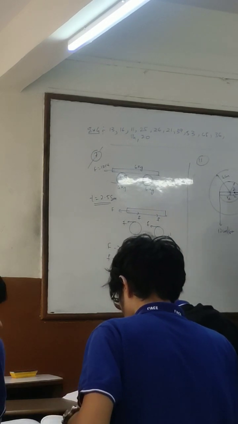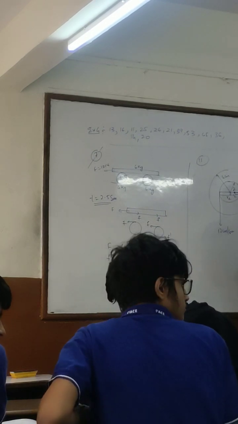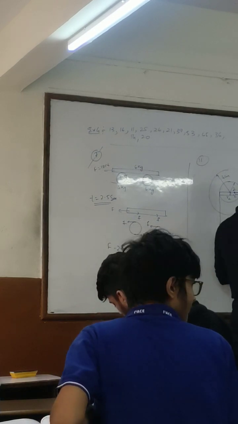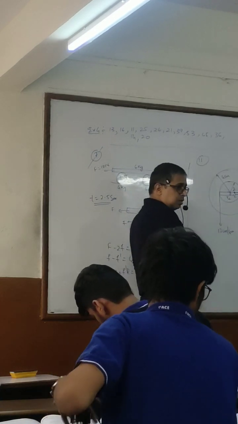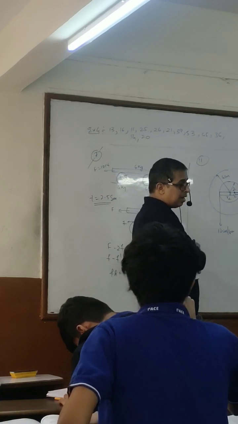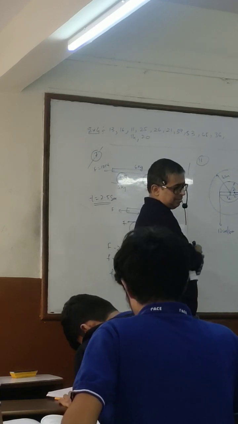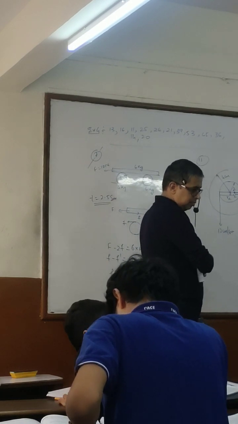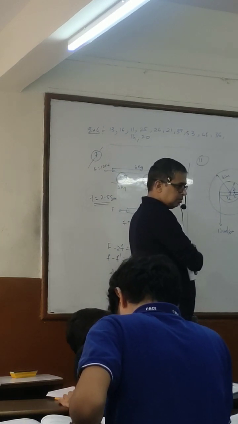If thin rod has VCM this way and omega this way, will this point have the same velocity as that of center of mass? R omega plus VC.